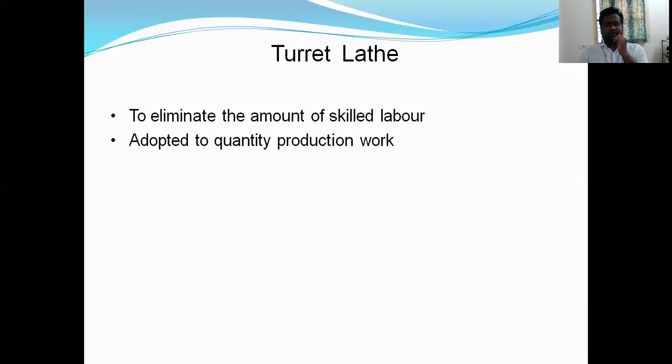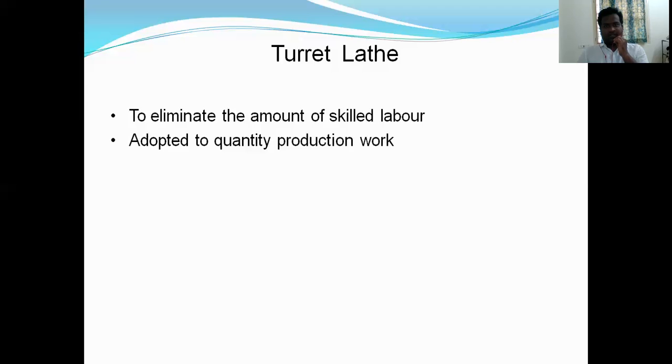The turret lathe is adapted to quantity production work. So quantity means the number of products that can be manufactured in less time. So the turret lathe is adapted to quantity production work. We can produce a number of products in less time.